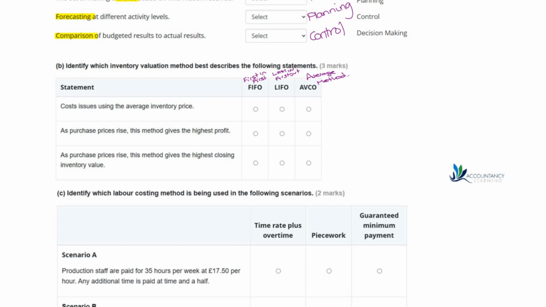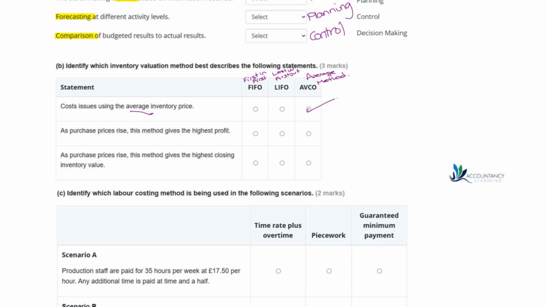Cost issues using the average inventory price. So we're using average inventory price, so that's going to be our AVCO method. So that's where we take whatever the average is of the total items in stock and the total cost for those items. Then we use that price to value our issues.